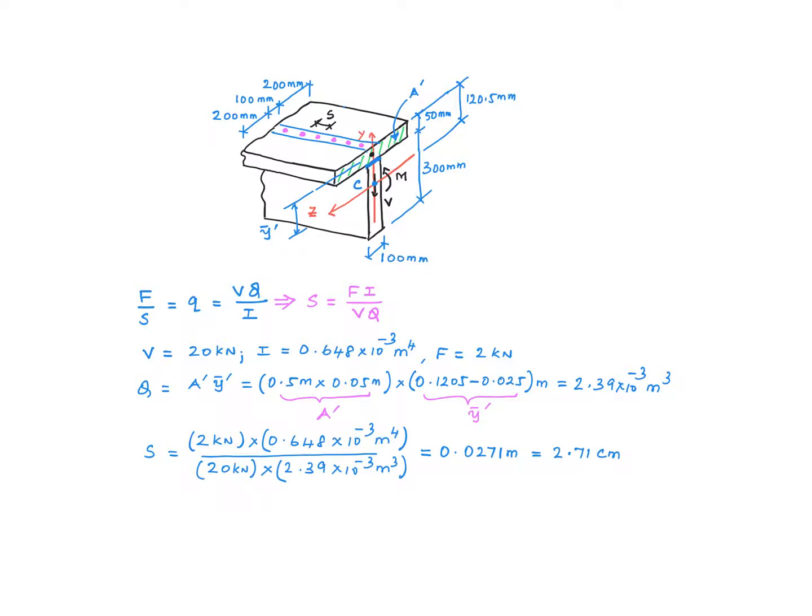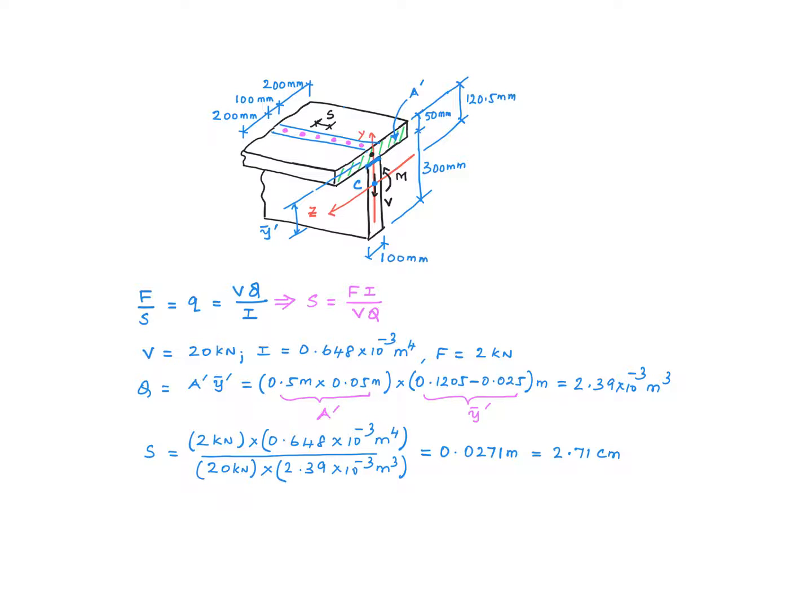Now rearranging this equation, we get this equation for little s. V is given, I is given, F is given. We just have to calculate Q. So this is the key in solving problems like this. We are interested in finding the shear force on this horizontal plane between the flange and the web, and therefore the shaded area to be considered would be this right there. Q then is A prime multiplied by Y bar prime, where A prime is the area of the shaded area and Y bar prime is the distance to the centroid of that shaded part from the z-axis, right?